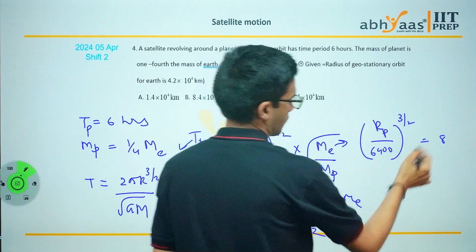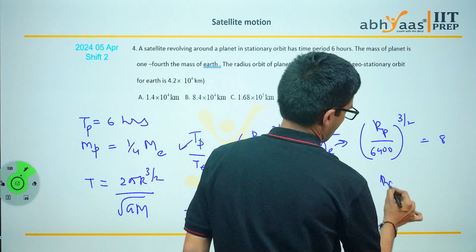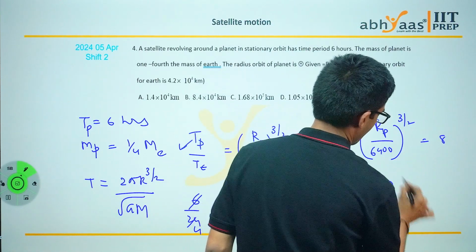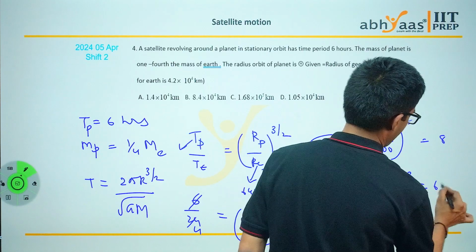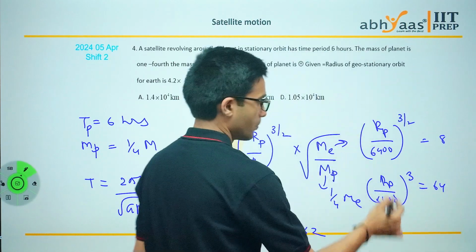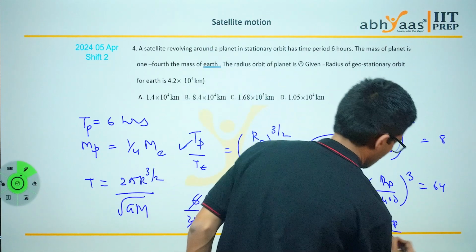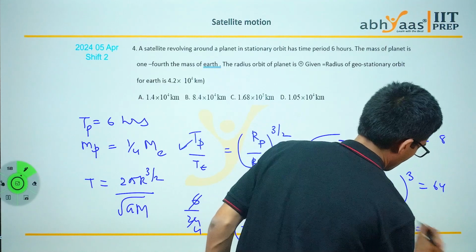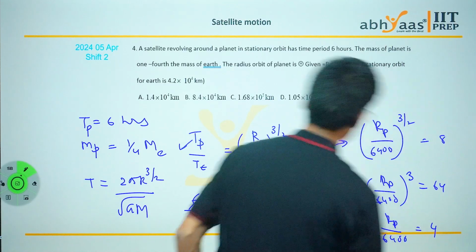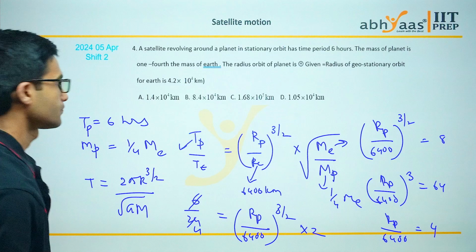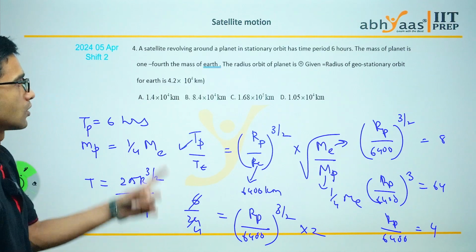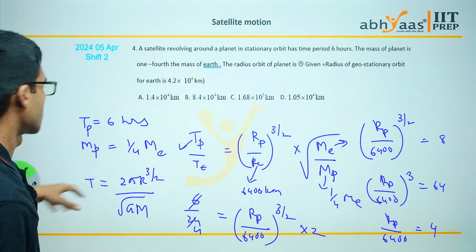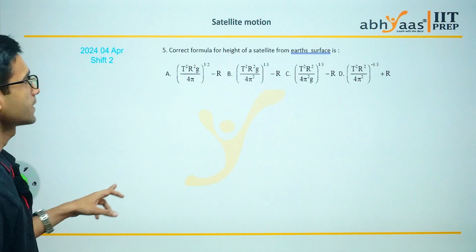For that, if you square it on both sides, (r_p by 6400) whole cube is equal to 64 you will get. So then cube means r_p by 6400 is equal to cube root of 64, which is 4. So 6400 into 4, around 25,600 kilometers is what you will get. Okay. So next question.